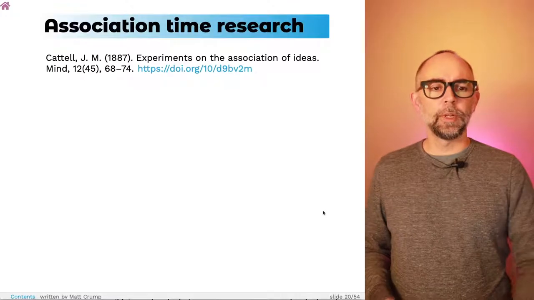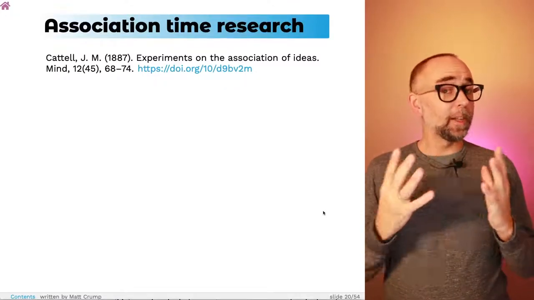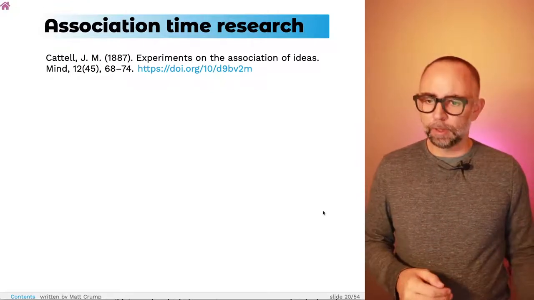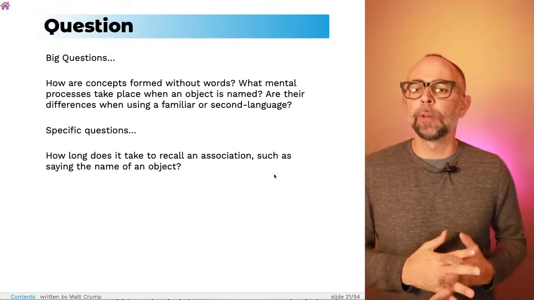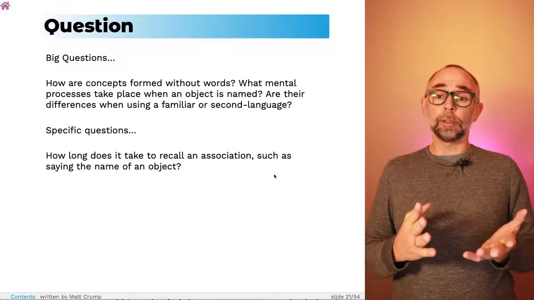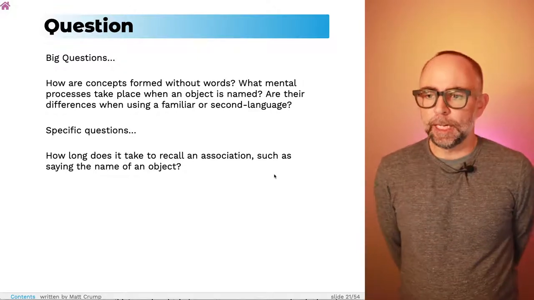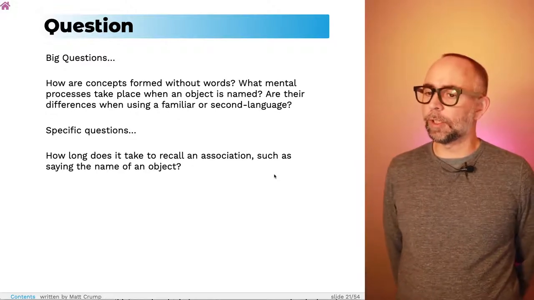These weren't the only associations he was interested in. Another example is his work on the associations between ideas, published in 1887, also in the journal Mind. Some big questions here are: how are concepts formed without words? What mental processes take place when an object is named? Are there differences when using a familiar or second language?